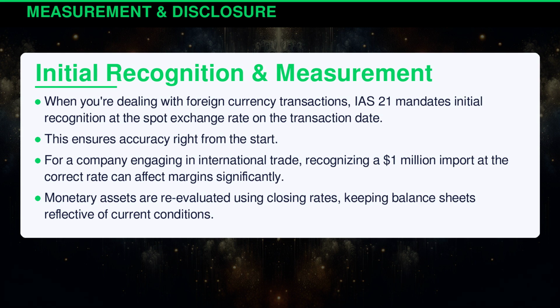When you're dealing with foreign currency transactions, IAS 21 mandates initial recognition at the spot exchange rate on the transaction date. This ensures accuracy right from the start. For a company engaging in international trade, recognizing a $1 million import at the correct rate can affect margins significantly. Monetary assets are reevaluated using closing rates, keeping balance sheets reflective of current conditions.